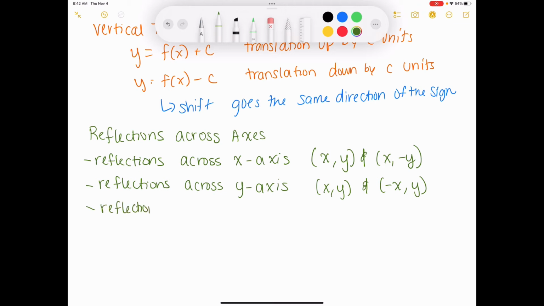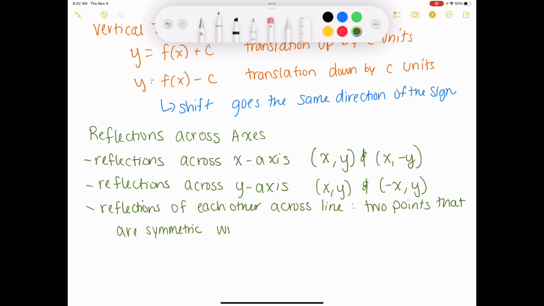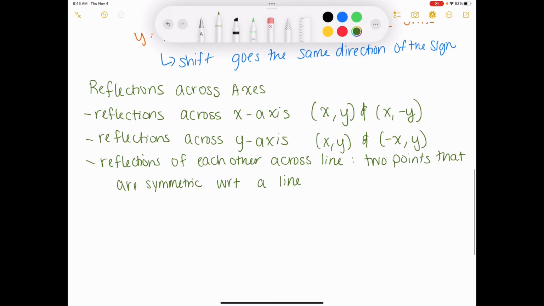Reflections of each other across the line, 2 points that are symmetric with respect to a line.